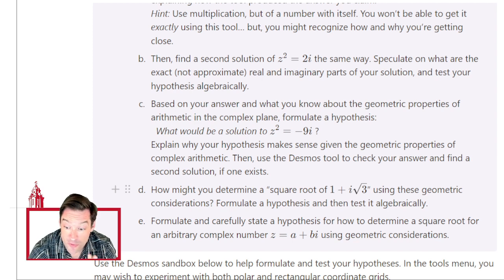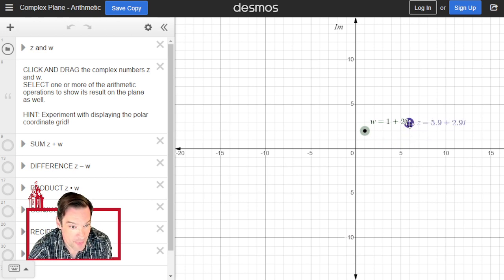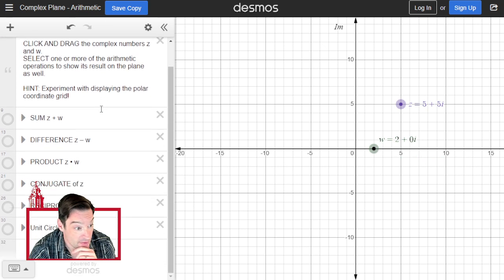Let me just give you a quick overview of the Desmos Sandbox that you'll be working in to do this work. In this Desmos Sandbox, you have a couple of complex numbers on the complex plane that you can click and drag around to be wherever you like them to be. So I've got 5 plus 5i and 2 plus 0i. And in the Desmos menu over on the left-hand side, you can illuminate the sum of those two complex numbers. So now it's showing me where z plus w resides in the complex plane. Turn that off for a second.